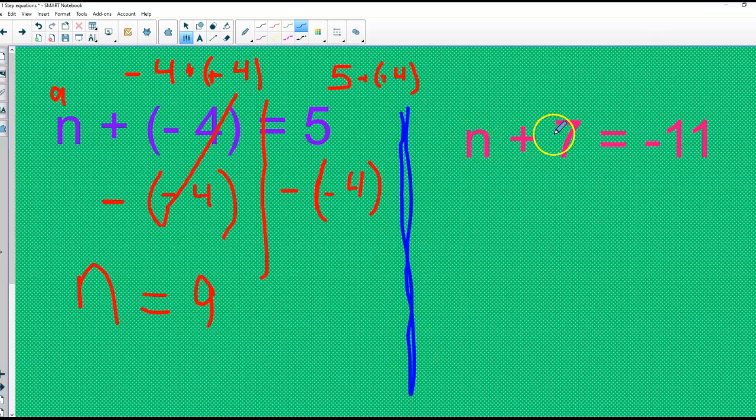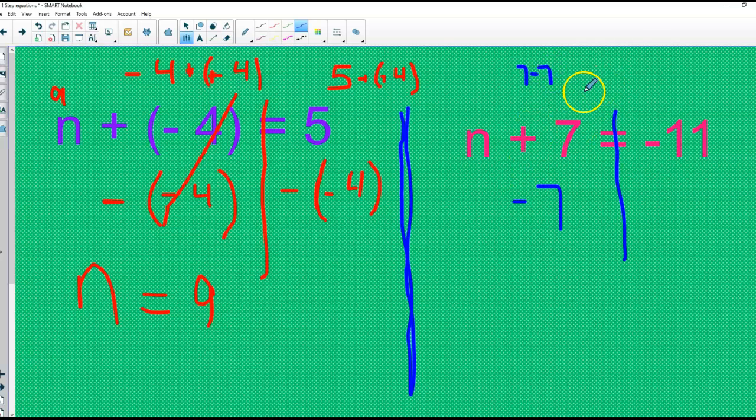Okay? N plus 7 is a negative 11. So there's our negative again. Okay, so here's our equal sign, where what we do to the left, we have to do to the right to make everything balance. Okay, so if we have a positive 7, the opposite is to subtract 7. We want n over here by itself. And think, if you have 7, the opposite is to subtract 7.